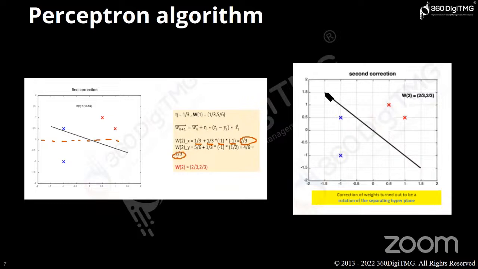Now this is what our line looks like. The previous line looked something like this, and the initial line looks something like this. Here we are just rotating, and then we have separated the blue points from the red points. That is how you keep correcting your weights until you find your ideal weights based on your use case. Whatever use case you're working with, you're trying to find that ideal value of weight.